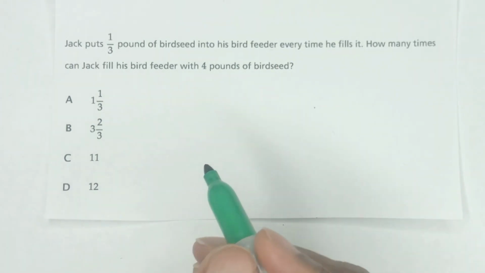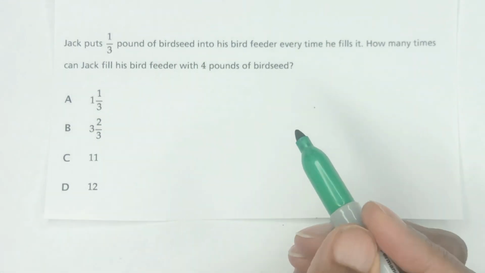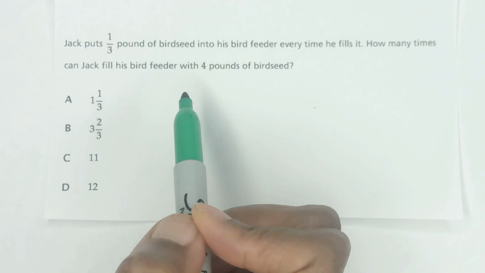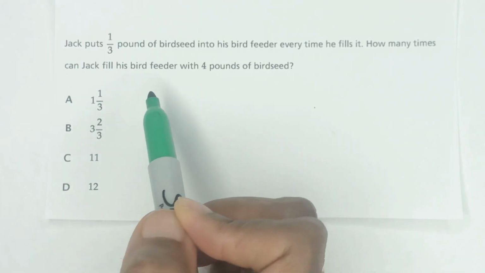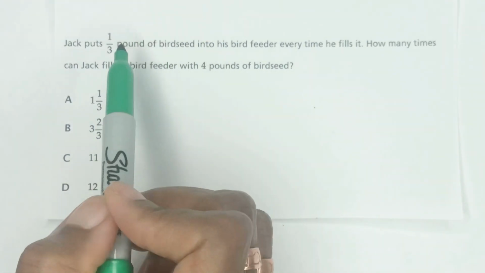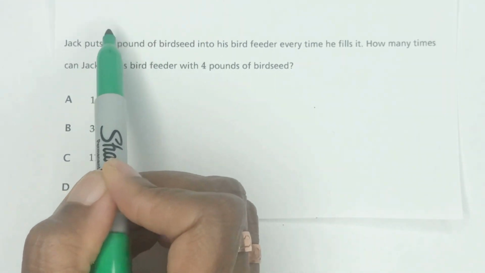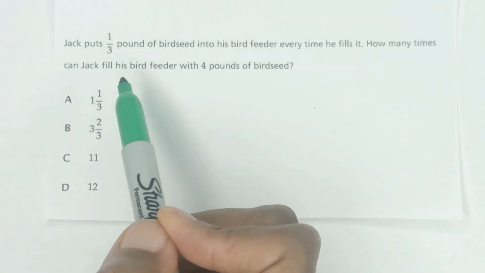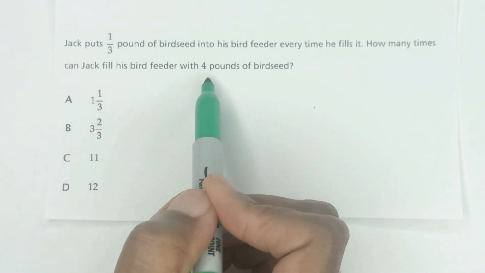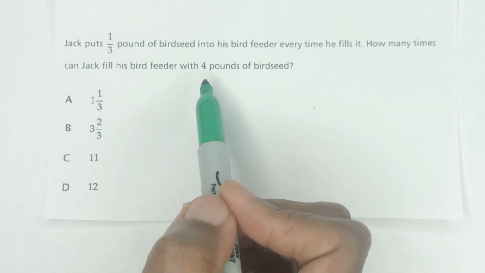Let's see how to actually work this out, even though you may know the answer already. Let's see how we get to the answer. Because it says how many times can he fill his bird feeder with 4 pounds, that means how many thirds does he need to put in to fill it with 4 pounds of birdseed? How many times can he do this?